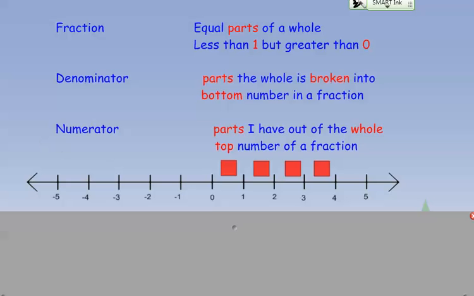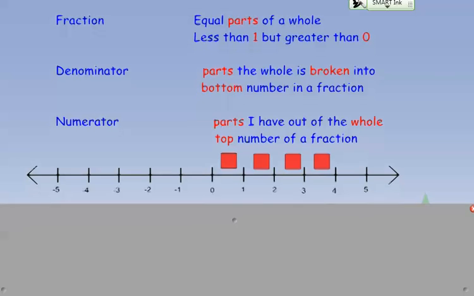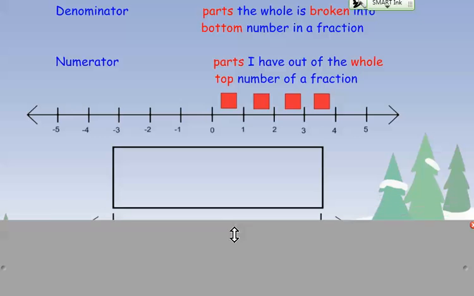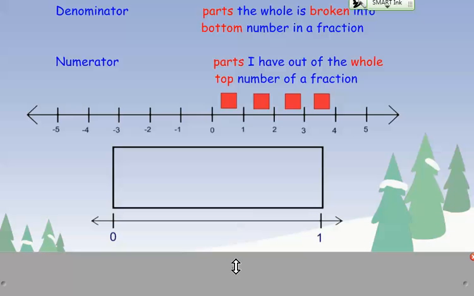Now, what I'm going to do is I'm going to take that number line and only look between 0 and 1, because that's what a fraction is. It's less than 1, but greater than 0. So here's that piece of the number line. I just blew it up. I just made it a lot bigger. So we're not looking at the whole number line. We're only looking at this little section right here. So pretend like I took it under a magnifying glass and blew it up.